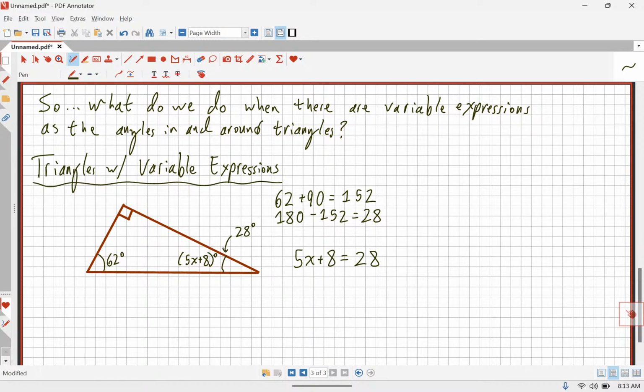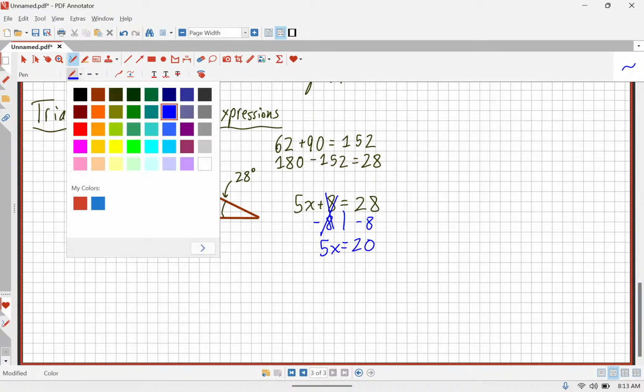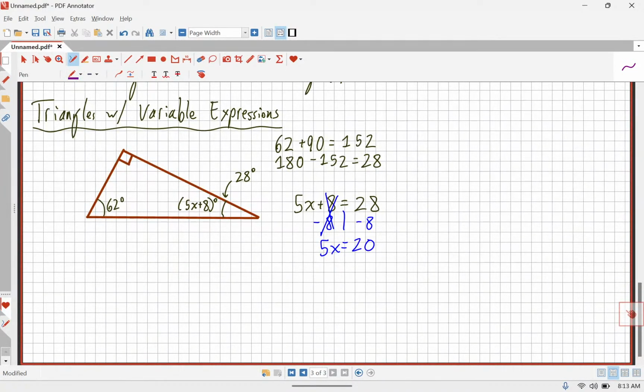Okay. Can I get you back up here in 5, 4, 3, 2, 1. Okay, let's see here, guys. Sienna, how would I solve the equation 5x plus 8 equals 28? Giving me 5x equals 20. Beautiful. And what does that give me as my answer?